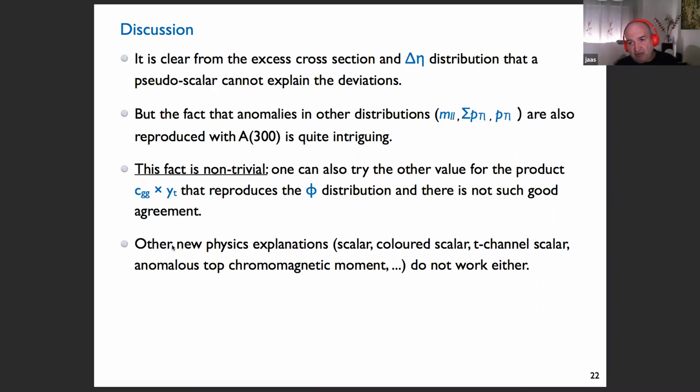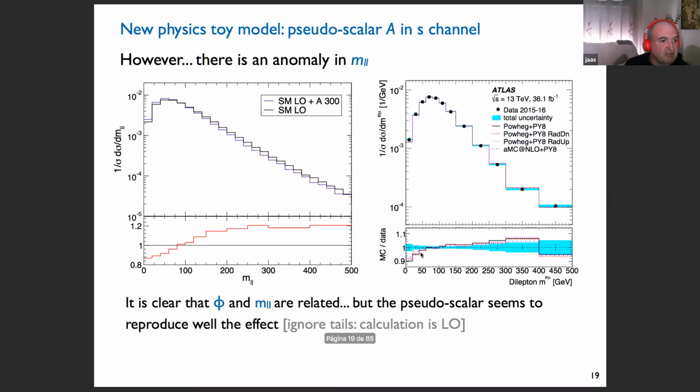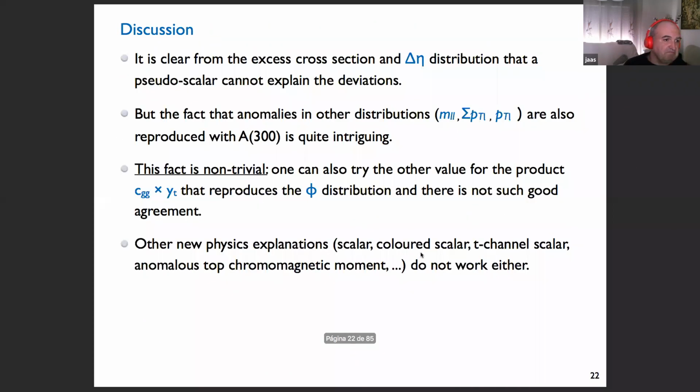And this is quite non-trivial. I don't have time to explain that in detail, but if instead of choosing this value to fit the first Fourier coefficient, I chose the other one, this one that I have here, then I get much worse agreement with distributions like this and this and this. Okay, so this is non-trivial. And by the way, I tried many other new physics explanations like a scalar, not pseudo-scalar, color scalar, t-channel, flavor changing, whatever, and they don't work to explain everything.